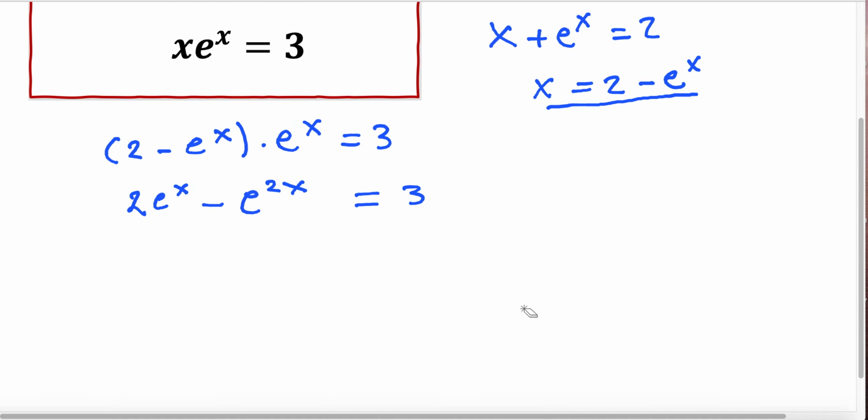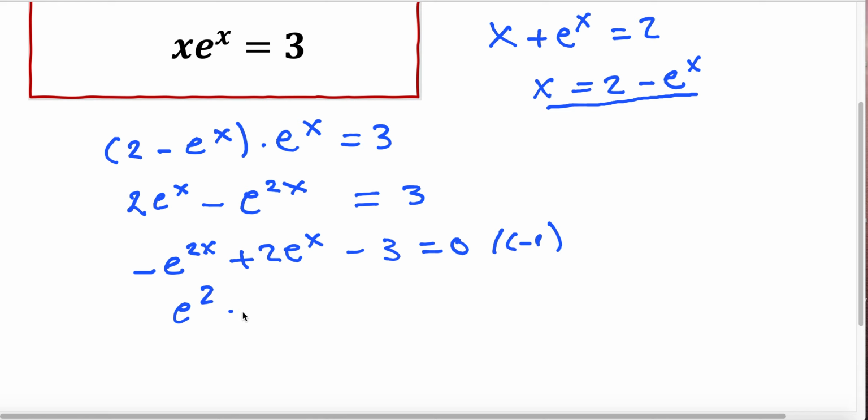And now I'm moving 3 to the other side, and we have a minus e^(2x), so I'm rearranging a little bit. Plus 2e^x, and this 3 I'm moving here becomes a minus 3, is equal to 0. So let me multiply everything by minus 1, so the first term is going to be positive. So e^(2x) minus 2e^x plus 3 is equal to 0.